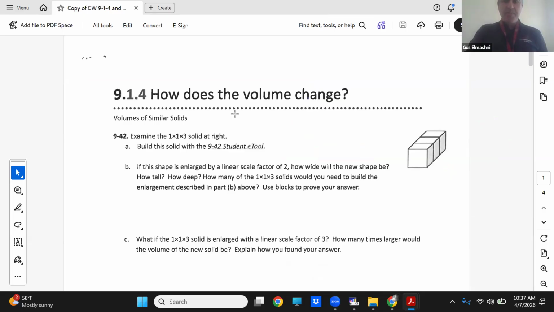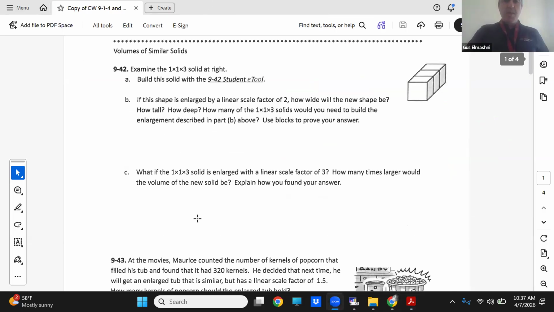All right, so examine the 1 by 1 by 3 solid at the right. Build a solid with, we won't build it. Let's just keep moving. If the shape is enlarged by a linear scale factor of 2, how wide will the new shape be? How tall? How deep? How many 1 by 1 by 3 solids would you need to build the enlarged diagram? Use blocks to prove your answer. And what if you enlarge it by 3 and so forth? Yeah, let's actually, because I don't have the link for that, let's just think about it.